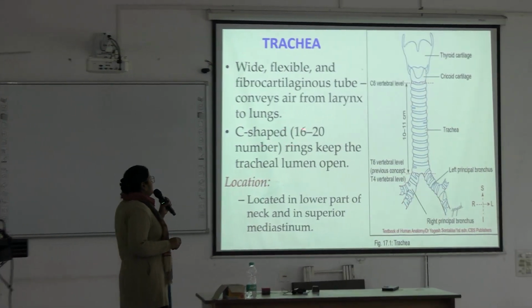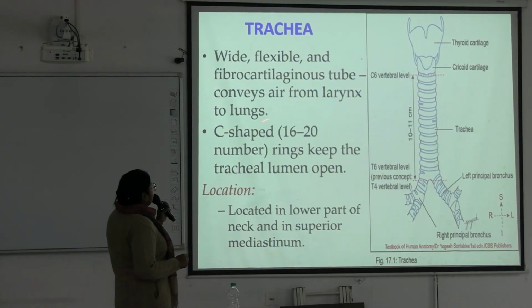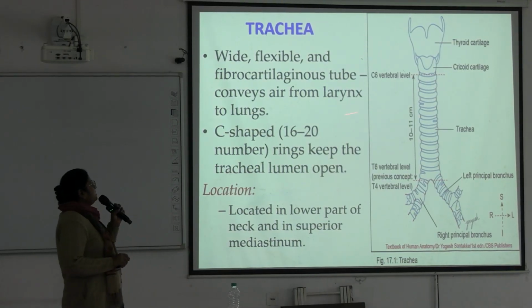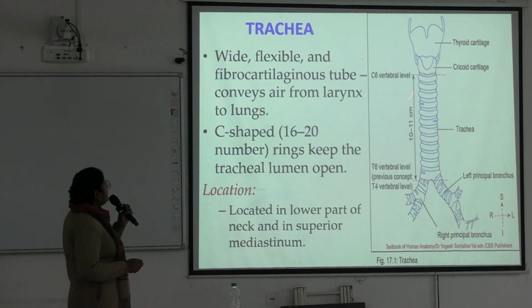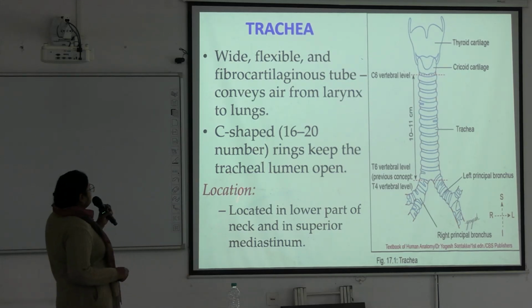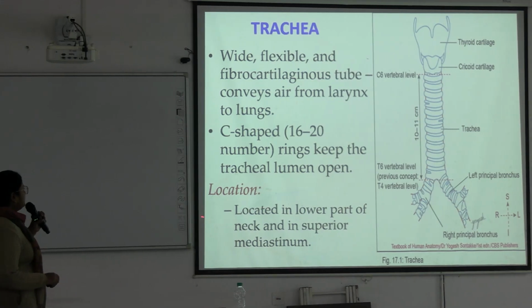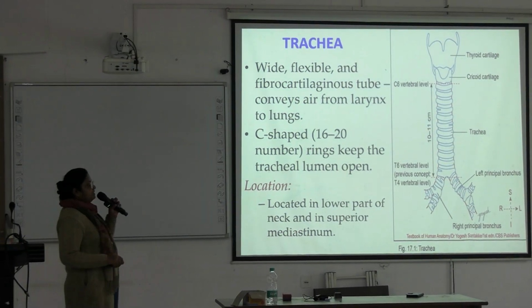It has C-shaped cartilage. Number of cartilage is important. About 16 to 20 C-shaped cartilages are present in the trachea. Number is important for your Viva and MCQ. And these rings keep the tracheal lumen open. Where is the location? Trachea is located in the lower part of neck and in the superior mediastinum.